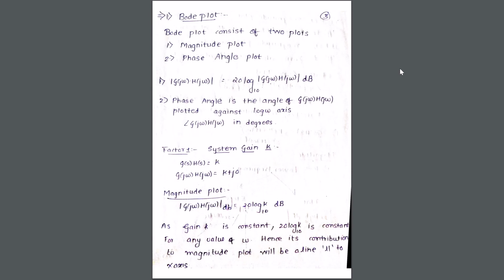Okay. So the Bode plot consists of the magnitude plot as well as the phase plot. The Bode plot is drawn from an open loop transfer function, that is G(s)H(s), that is G(jω)H(jω), because s stands for jω. So for the magnitude plot, we have mod of G(jω)H(jω). And for the phase plot, we have angle of G(jω)H(jω). I hope I am very clear to you.